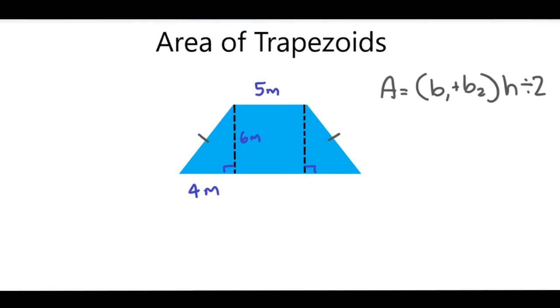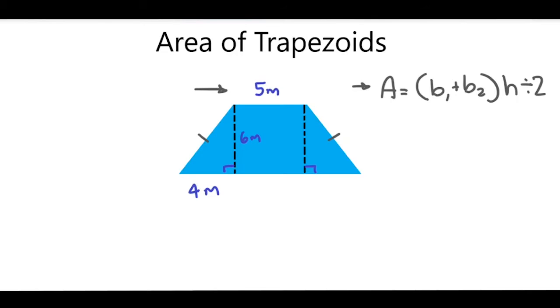So let's say we have a trapezoid here, and this is an isosceles trapezoid because it has two congruent sides. So you'll remember that the formula for finding the area of a trapezoid is going to be base 1 plus base 2 times h divided by 2. So I need to find my bases. Well, I know base 1 is 5, and what is base 2?